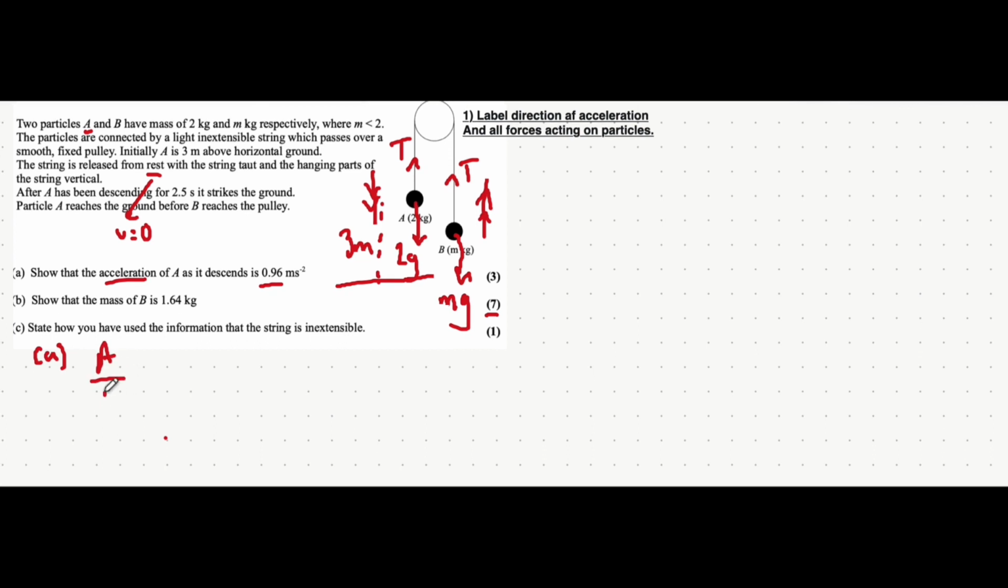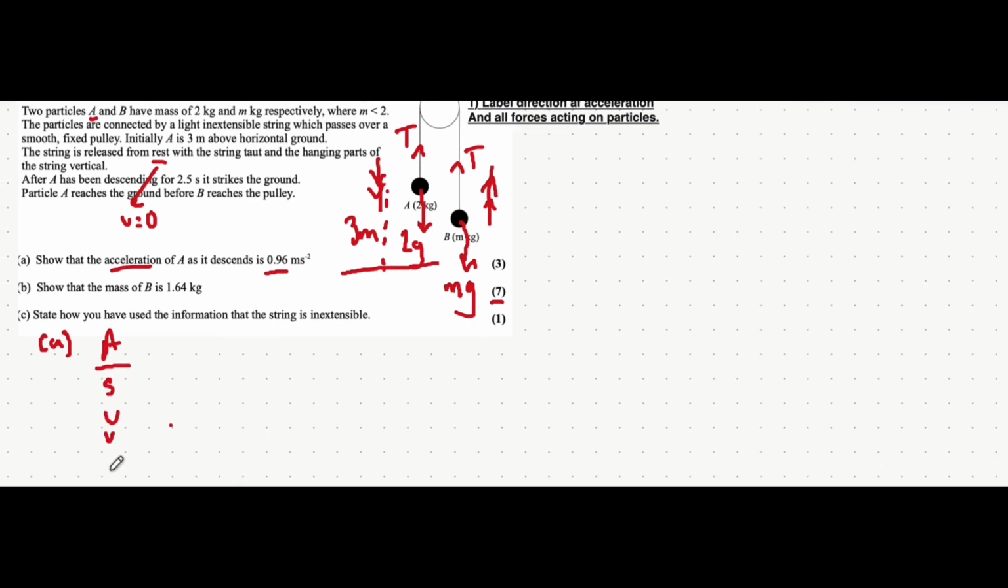Like I mentioned before, let's write out the SUVAT equations. I'll lay it out like this, you don't have to, but just bear in mind there's always 3 known variables and 1 unknown variable. In this case, we know that it's going to descend 3 meters. We know that it's initially starting from rest, so u is 0. We don't know its acceleration, that's what we want to find. We don't know the velocity when it hits the ground. We do know the time taken for it to hit the ground is 2.5 seconds.